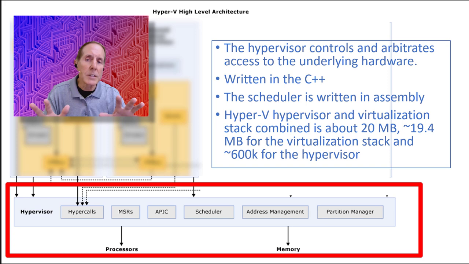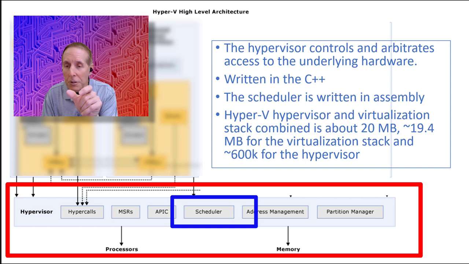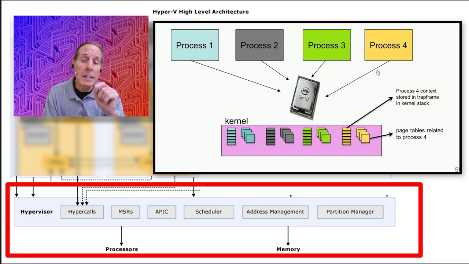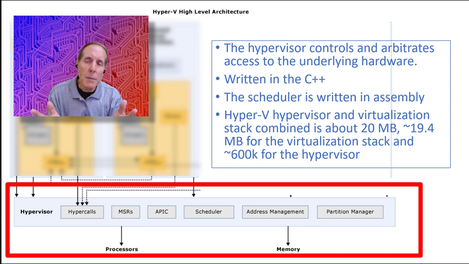The scheduler, that block you see that's called scheduler, is what is giving all the processes in the child, all the processes in the root, access to the CPU. That's written in assembly for speed. The hypervisor and virtualization stack is about 20 megabytes, 19.4 for the virtualization stack, and about 600K for that hypervisor.